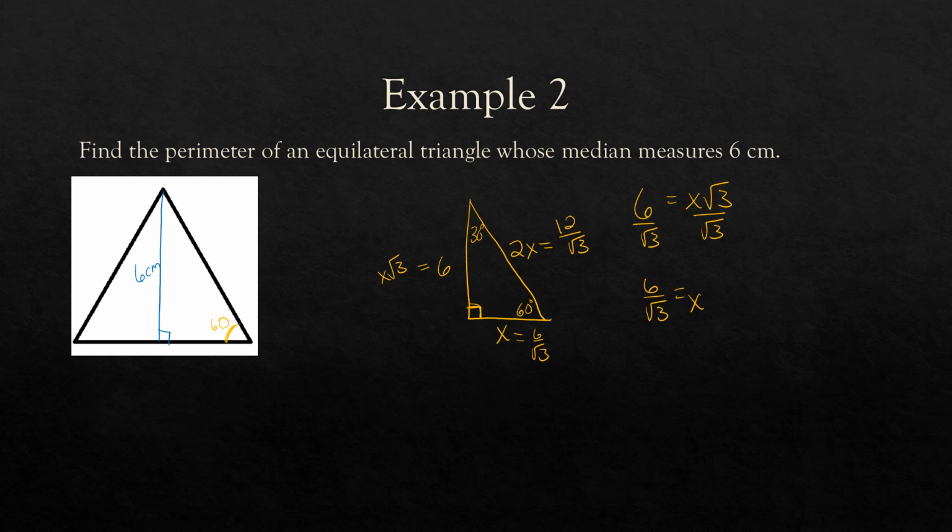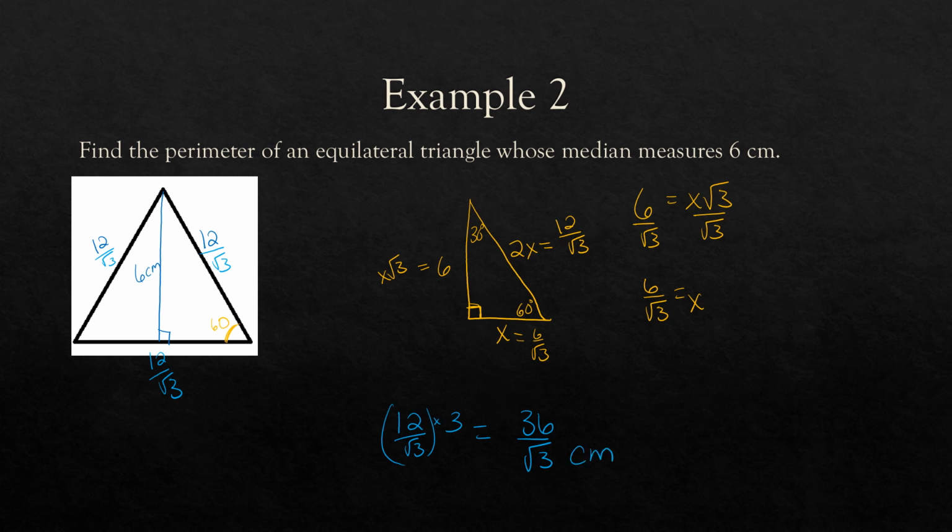So my perimeter is just going to be 3 of these added together, or I could multiply this by 3. So when I do that, I'm just going to multiply the top. 12 times 3 is 36 over the square root of 3. And again, that was centimeters.